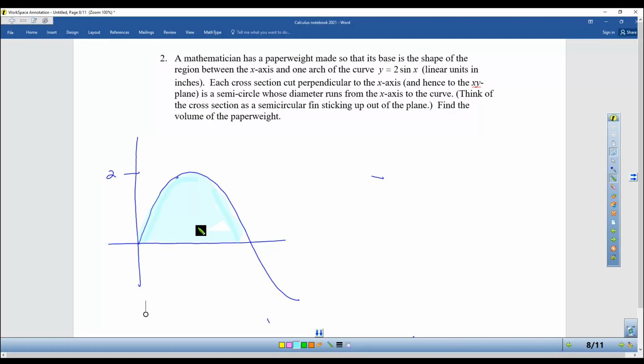So now here comes the tricky part. This is the base. And now I am going to build off of this base semicircles whose diameter runs from the x-axis to the curve. So here's the x-axis, there's the curve, and I'm going to build a semicircle like that. And then I'm going to build another semicircle like that. These are supposed to be coming out at you in 3D. It's really hard to draw.